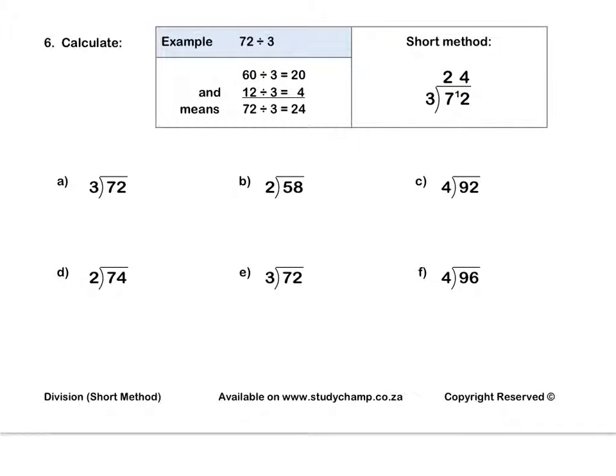Question 6. 72 divided by 3. 3 fits into 7 twice, remainder 1, and 3 fits into 12 4 times. Let's do C together. 4 fits into 9 twice, remainder 1, and 4 fits into 12 3 times. Press pause to complete question 6 by yourself. When you are done, use the memo to mark the answers of this page.